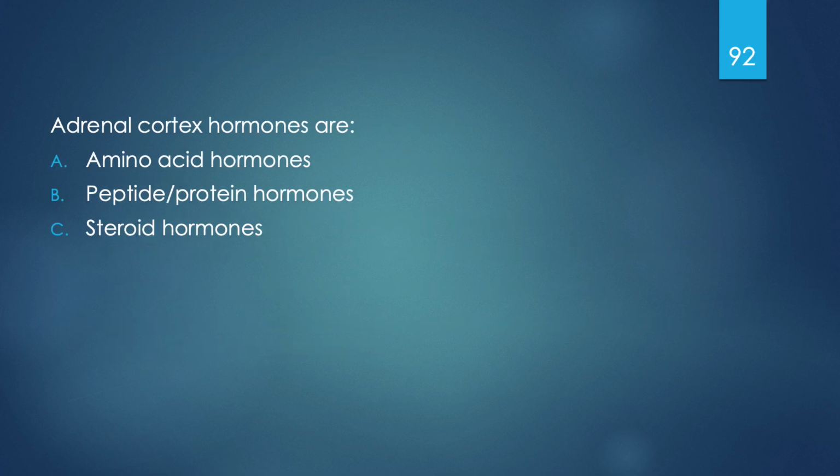Quick pop quiz question. Adrenal cortex hormones are A, amino acid hormones, B, peptide protein hormones, or C, steroid hormones? Well, if you think, what does the adrenal cortex produce? We know it produces corticosteroids, right? So steroids specifically are correct. The answer is C, steroid hormones.